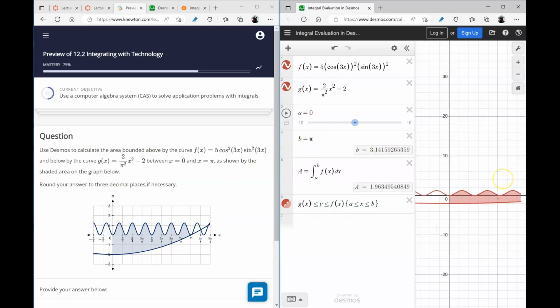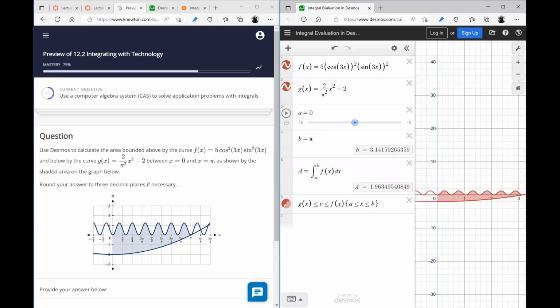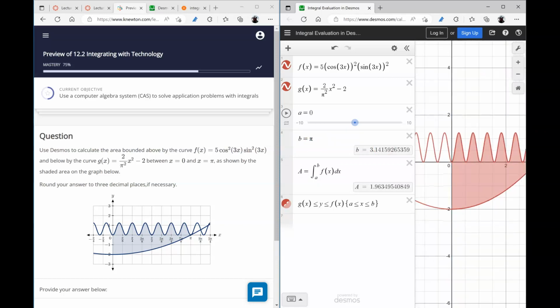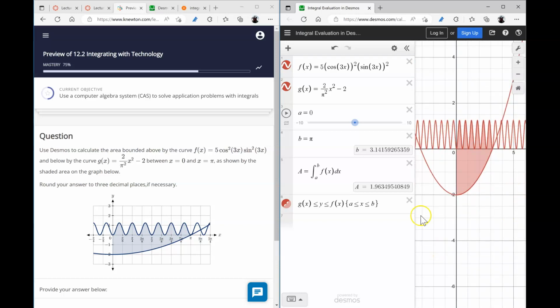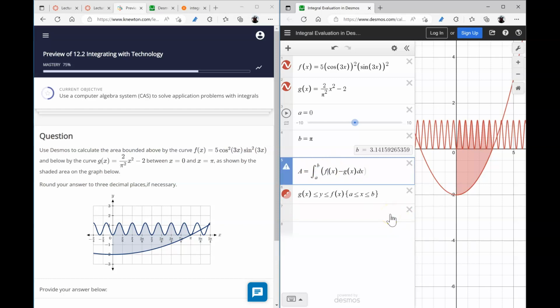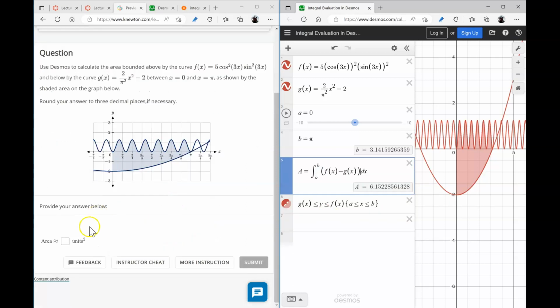So this is what we are looking for. And to find it, we're going to type the integral from a to b of f of x minus g of x. And I'm going to throw the parentheses. And that's the answer.